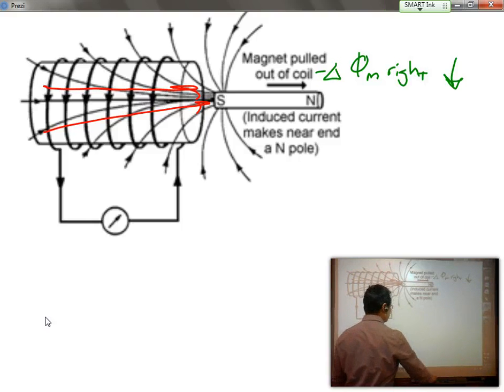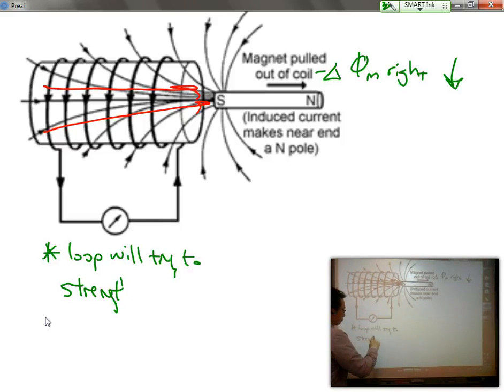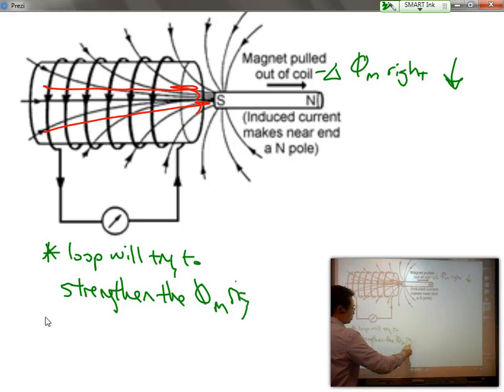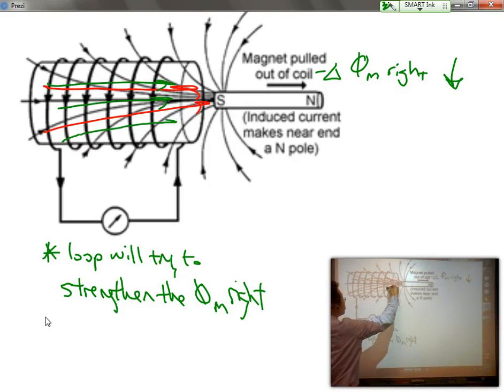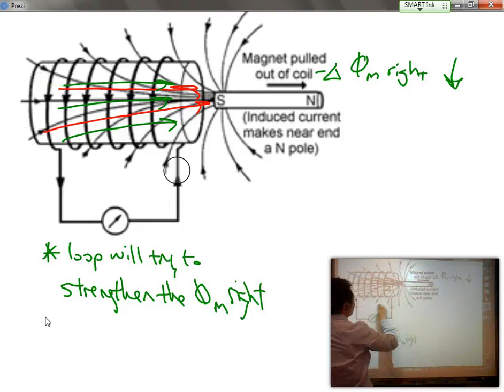So what the loop will actually try to do in this case is strengthen the flux that's going to the right. It creates its own magnetic field going in the same direction. So whenever the flux is getting stronger, it will oppose it. Whenever it's getting weaker, it's going to try to help it out. So now the magnetic field created by the loop is also to the right.